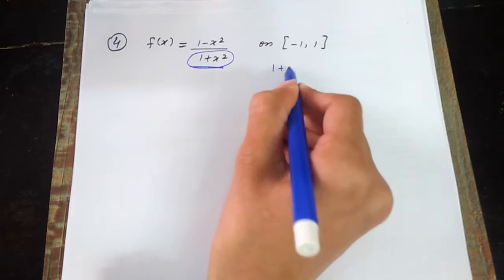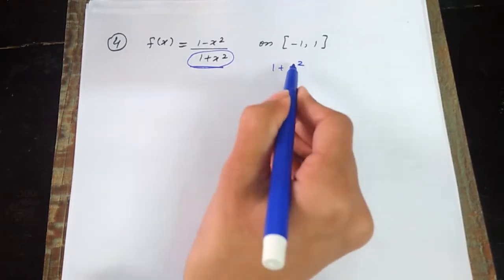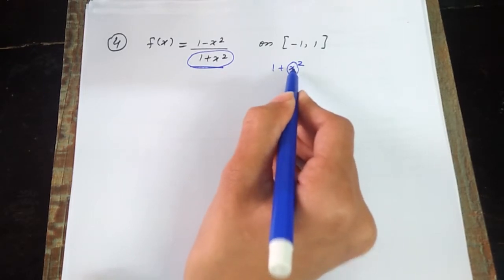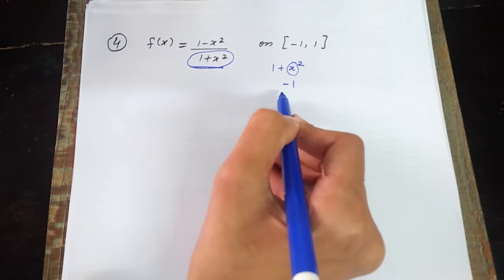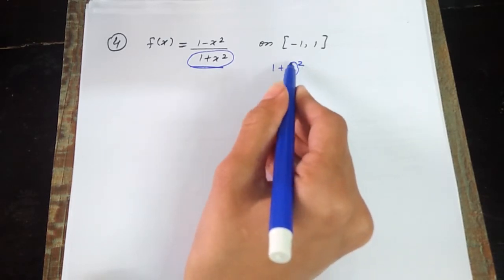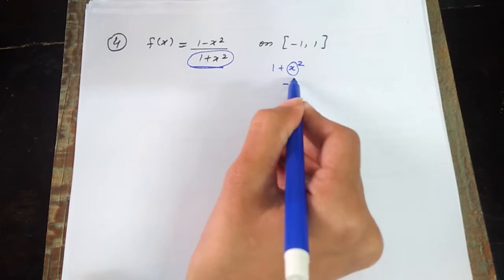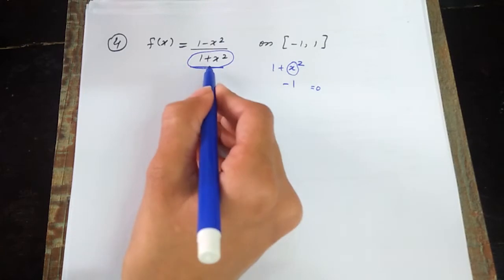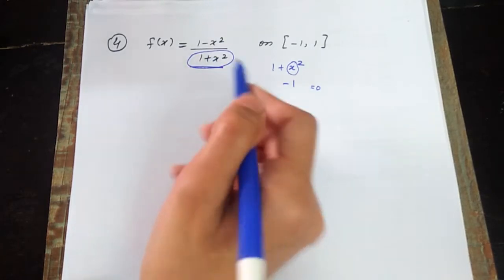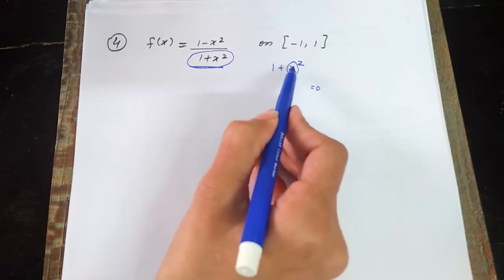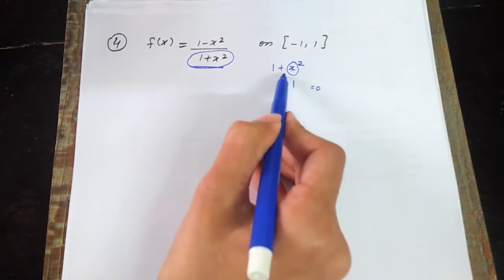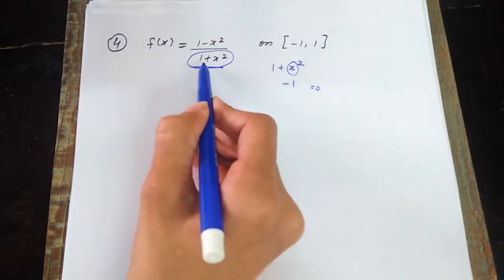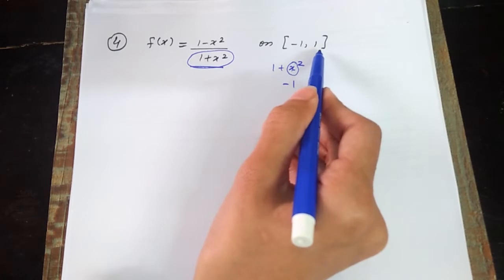In the denominator, we have 1 plus x square. Whatever value we put in this x, we can't get minus 1. If for any value we got minus 1, then 1 minus 1 would be equal to 0, so our denominator becomes 0 and the function becomes undefined. But here in this interval, you see this is x square. We can't get any negative answer here. So this function is continuous in this whole interval.